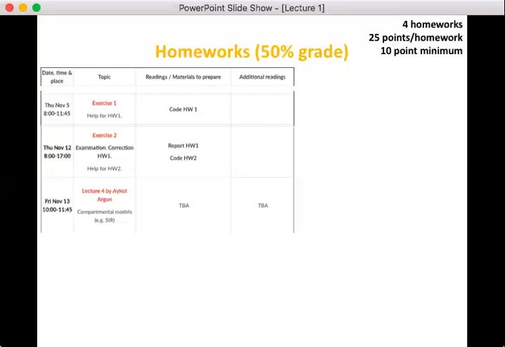Okay, any other questions? Oh, here, there is another question. How much time is an estimation for doing each homework? 10 to 15 minutes usually. For doing, not for correcting.